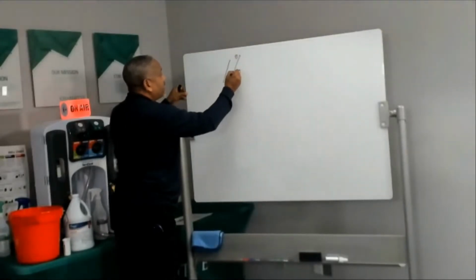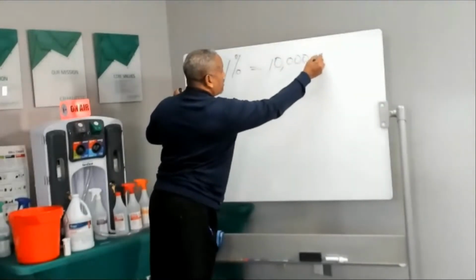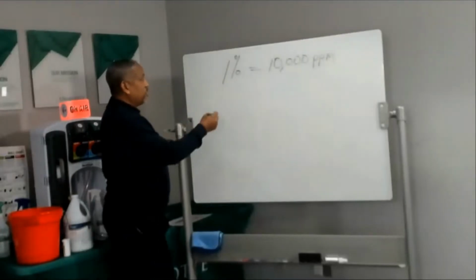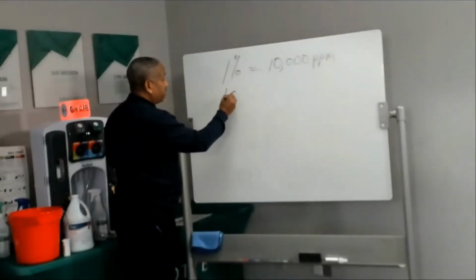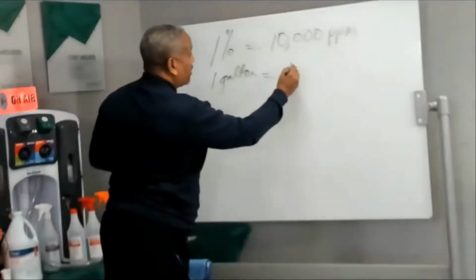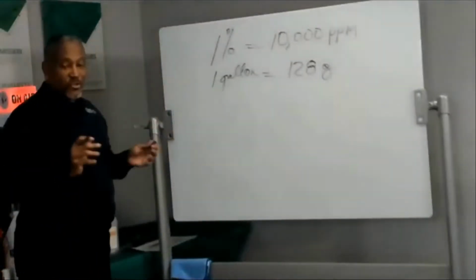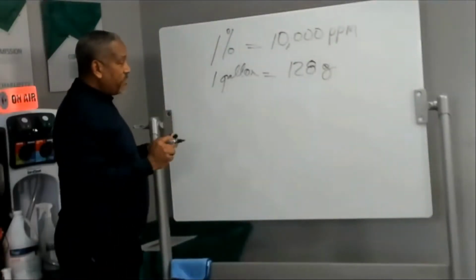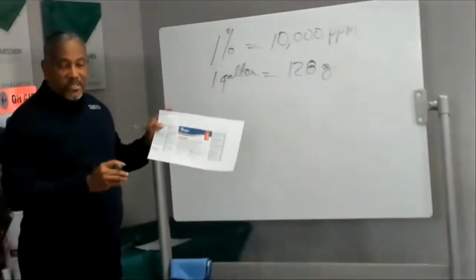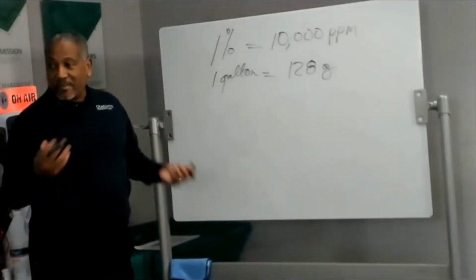1% is equal to 10,000 PPMs. That's critical. We must also know, and I think most of us do know, that 1 gallon is 128 ounces. Those are critical things that we must know. So when we've got a label like this that says 2 ounces per gallon, what does that mean?